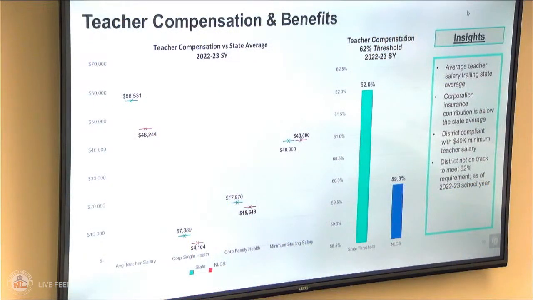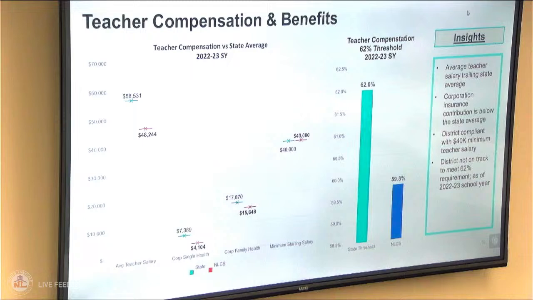The average teacher salary across the state is about $58,000. The district is at about $48,000 as of the 22-23 school year. Several things go into that, one being certainly the tenure of the staff. If you have a staff that has more experience, you're probably going to be at the upper end of that, versus a younger staff, you're going to be at the lower end of those numbers.